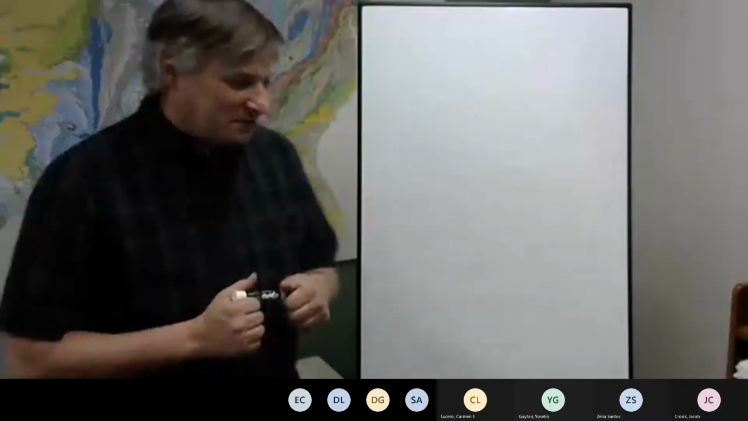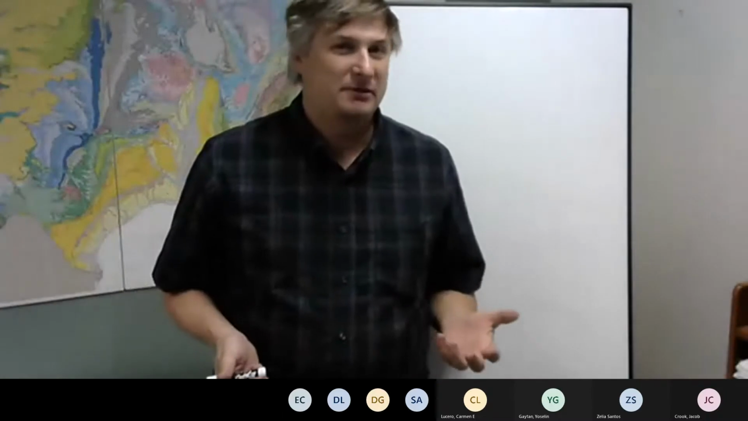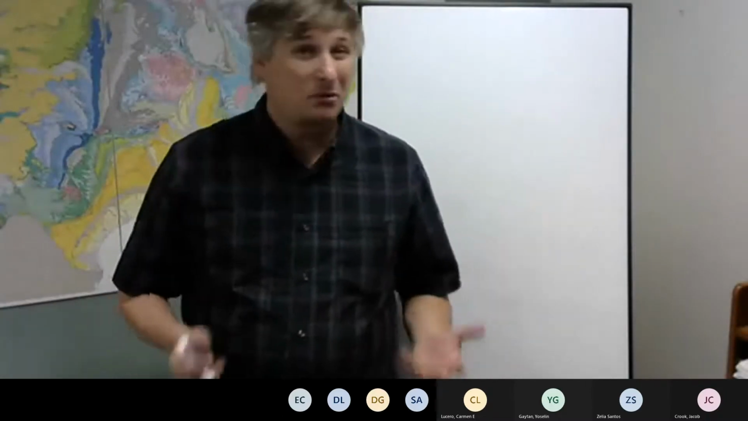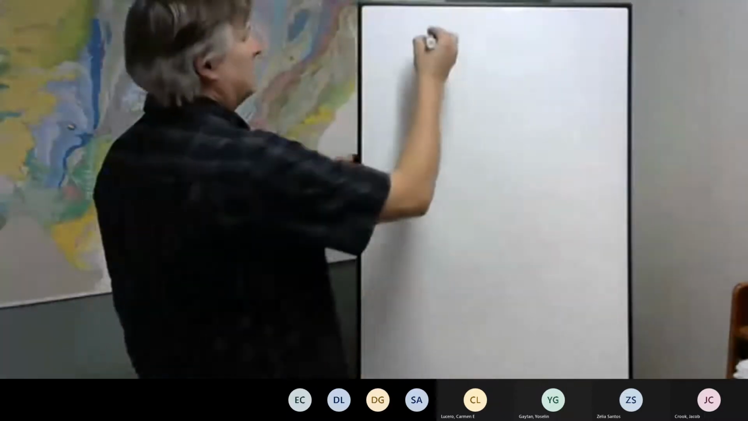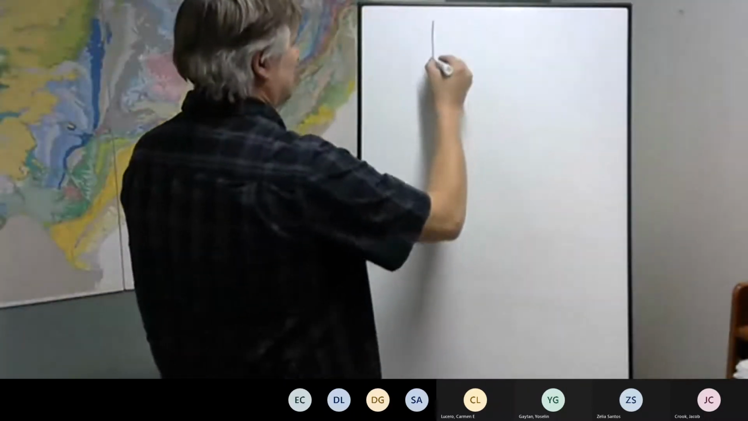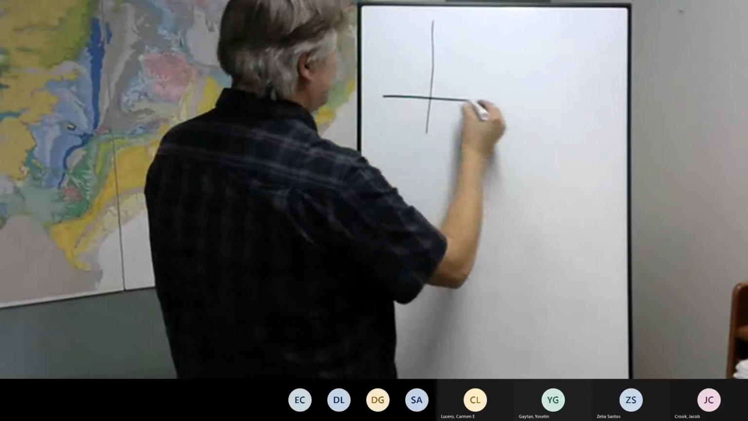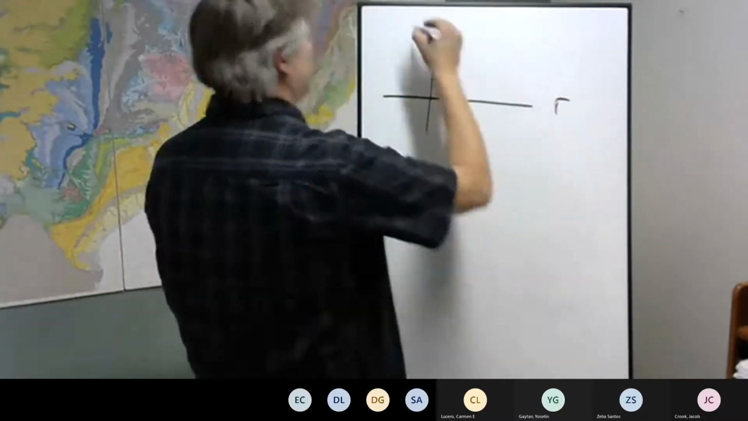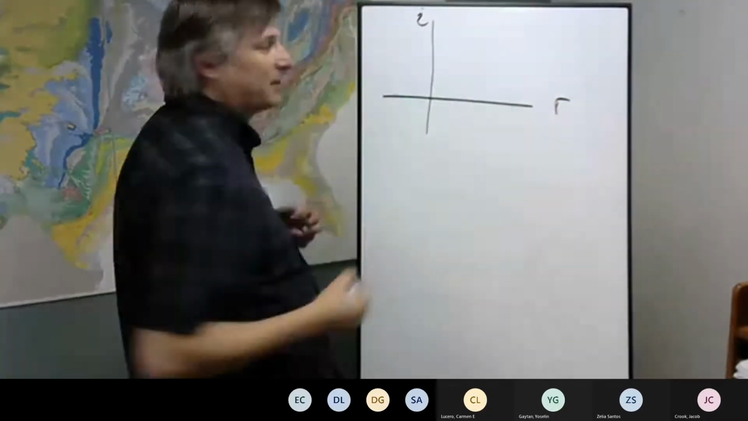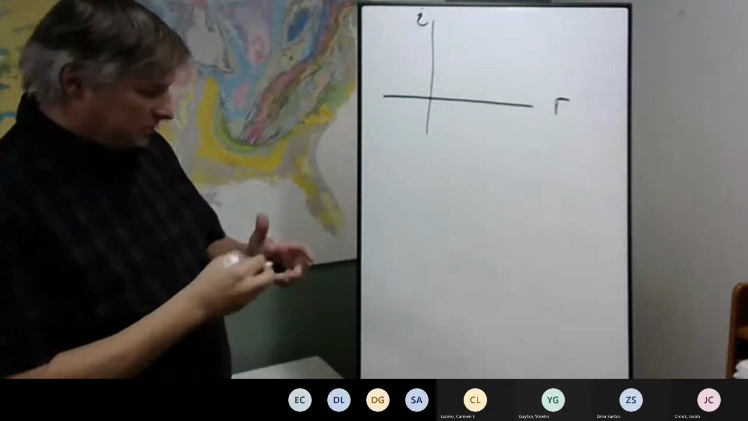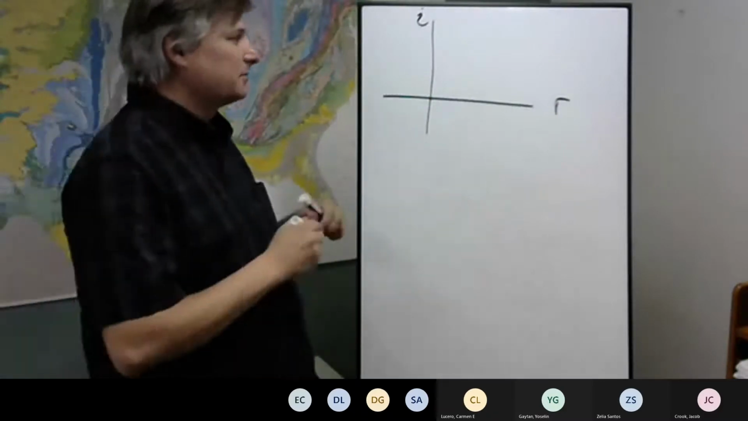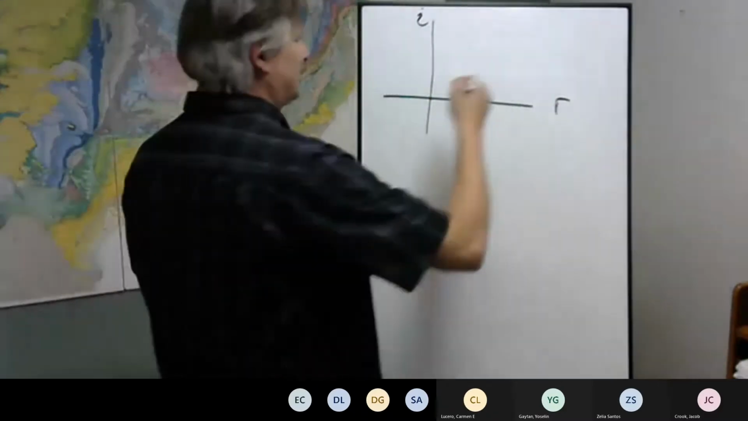There we go. So we're going to finish up with complex numbers this morning, and we're going to talk about the polar form. Now, if you recall, we have what's called a real axis and an imaginary axis. And we locate complex numbers in this space.